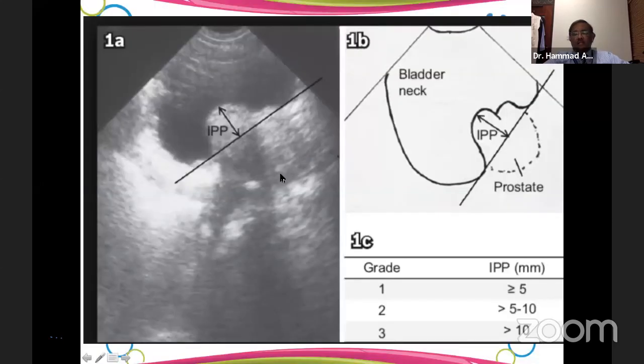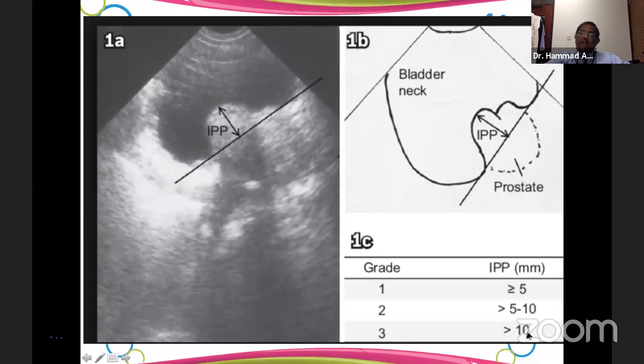Sometimes you can assess the level of obstruction by determining how much the prostate has gone into the bladder. This is called the intravesical protrusion of the prostate. On an ultrasound, if you draw a line from one end of the bladder to the other and see the length of the prostate going into the bladder, you can grade them into low-grade, moderate, or severe obstruction.